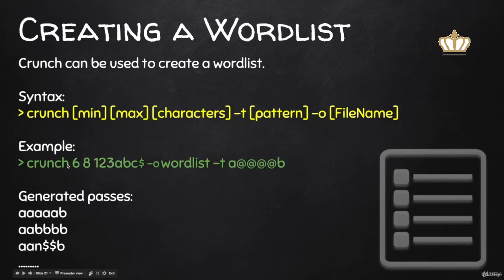So we have a small little example here that will generate a list of passwords that start from 6 characters to 8 characters, and contain these characters right here. So it's going to create combinations of 1, 2, 3, ABC, and the $ sign, and it's going to store it in a file called wordlist. And these passwords are going to start with an A and end with a B. And it will generate passwords based on all possible combinations between the A and the B. So all of the generated passwords will always start with A and end with B.